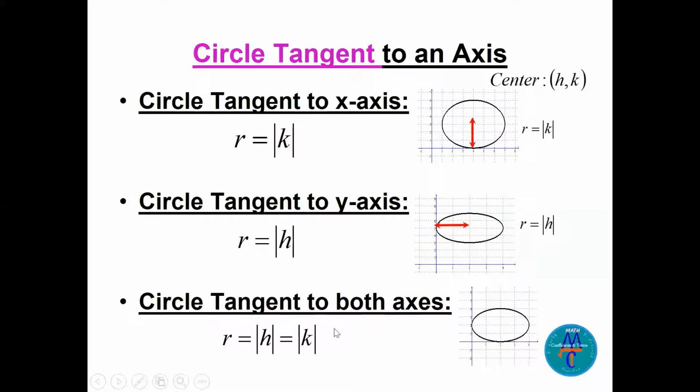Now sometimes we have a circle tangent to both the x-axis and the y-axis. So this is easy: r equals the absolute value of h or the absolute value of k, because these are the same number. We can only use this if the question says the circle is tangent to both axes. Okay.